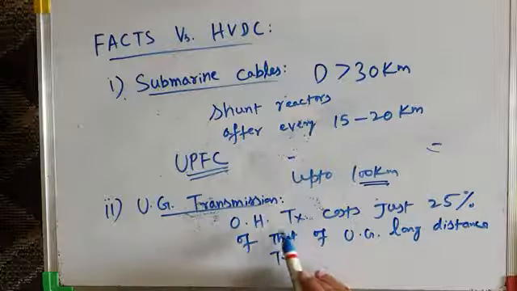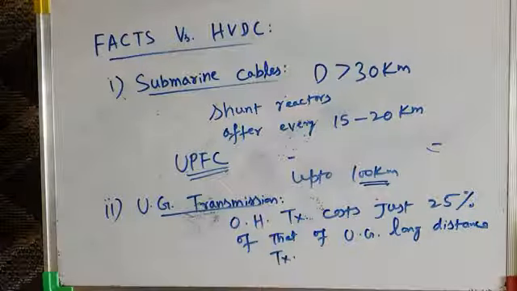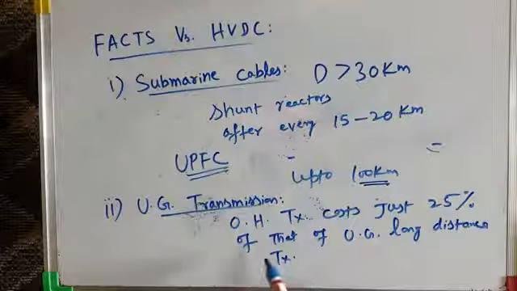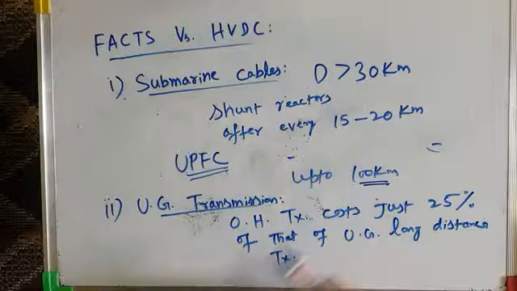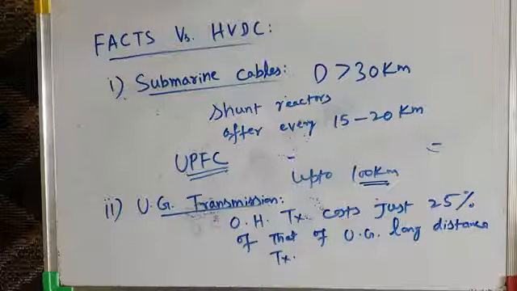So if you have underground transmission, say through HVDC, it will cost much larger. On the other hand, if you go for overhead power transmission, then the cost will be just 25% of that of underground power transmission. So that's one of the reasons that we do not go for underground power transmission, even with HVDC technology, where there is no problem of charging currents.